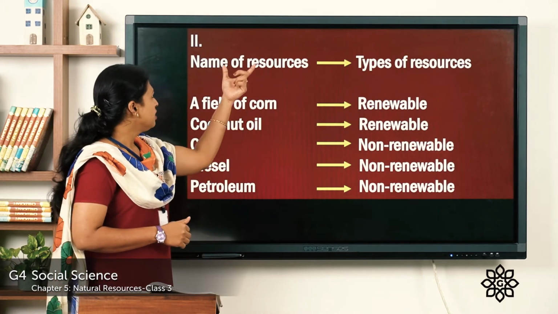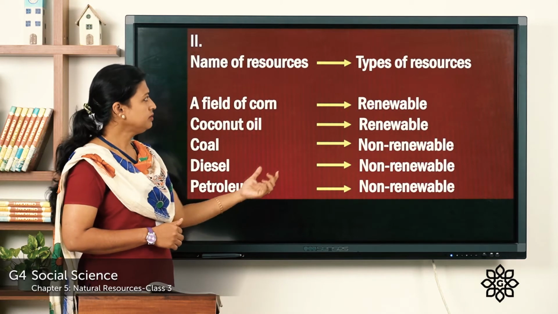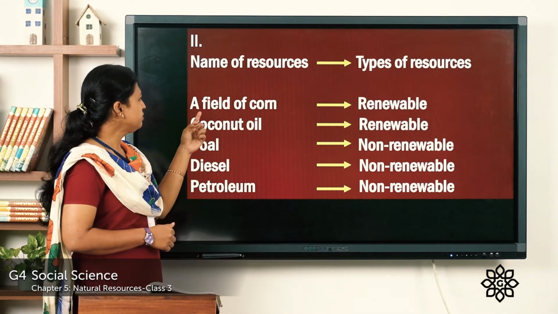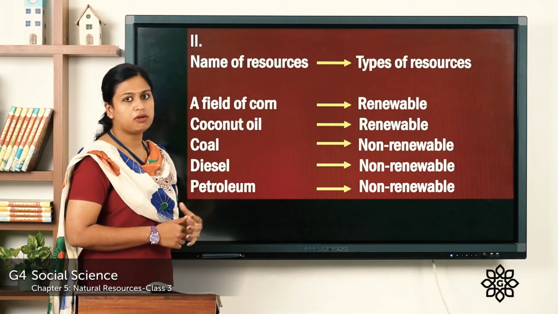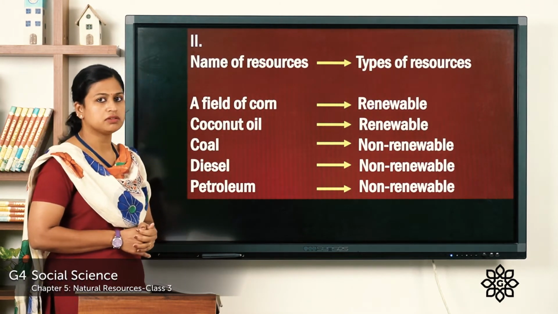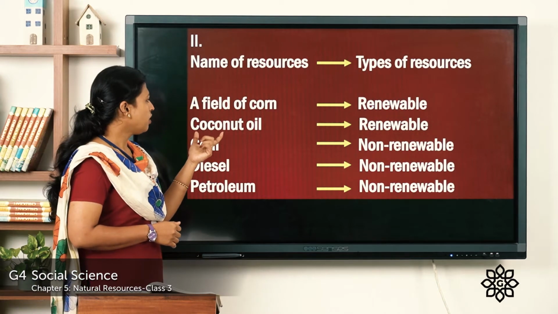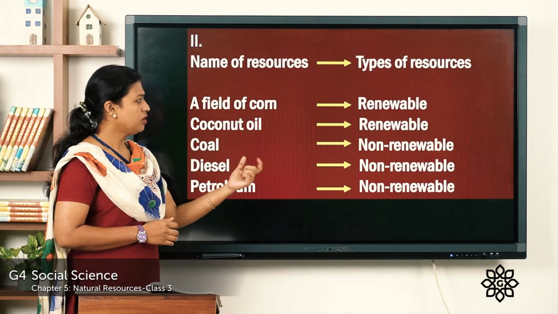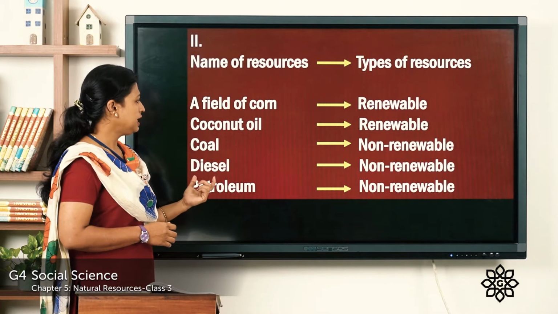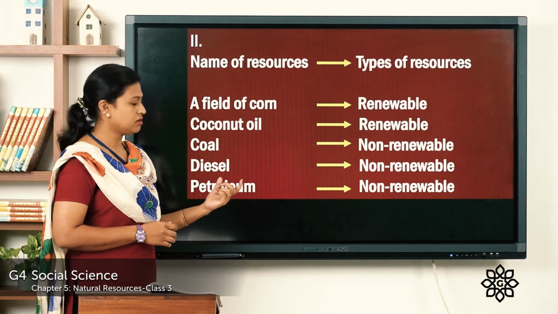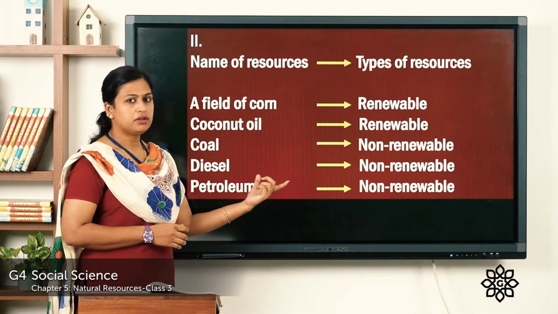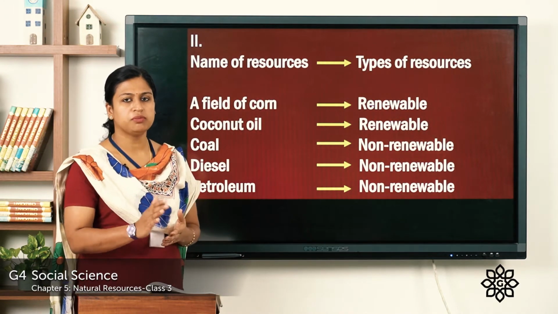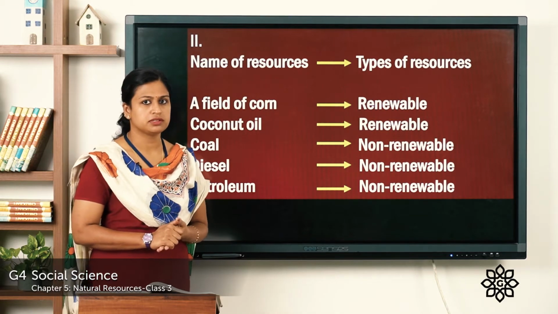So this is the first column and types of resources is second column. First one is a field of corn. It is a renewable resource. Coconut oil, renewable resource. Coal, non-renewable resource. Diesel, non-renewable resource. Petroleum, non-renewable resource. I hope you all remember what is renewable and non-renewable resource.